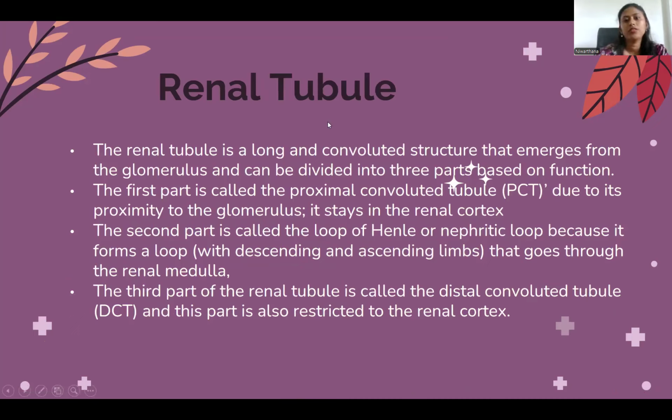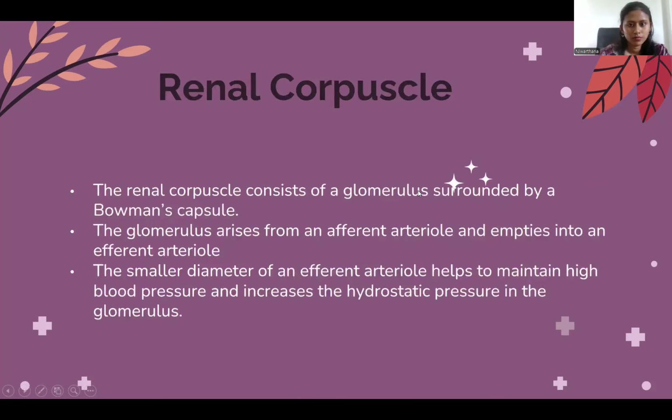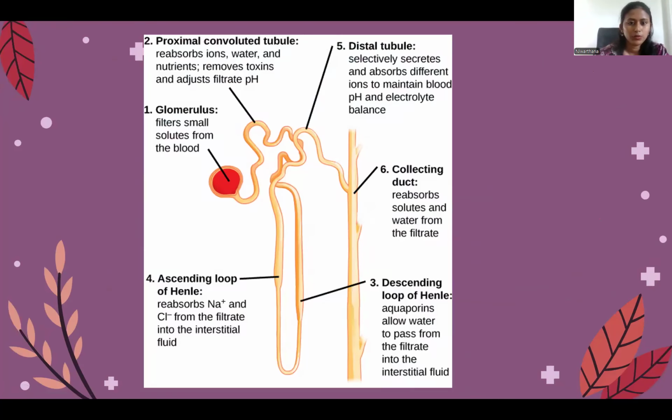Renal tubule. Now we are going to talk about the tube-like part. It is a long and convoluted structure that emerges from the glomerulus and can be divided into three parts based on function. The proximal part, before the loop of Henle, is called the proximal convoluted tubule. Then this part is the loop of Henle, and the distal part is called the distal tubule.